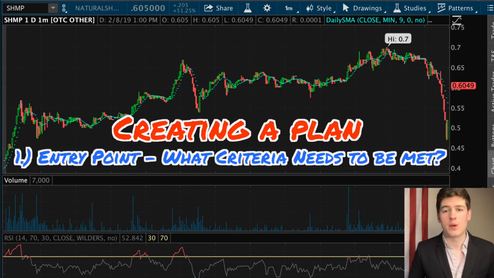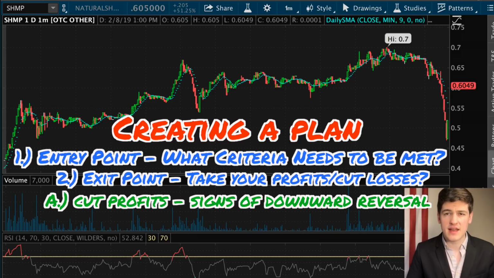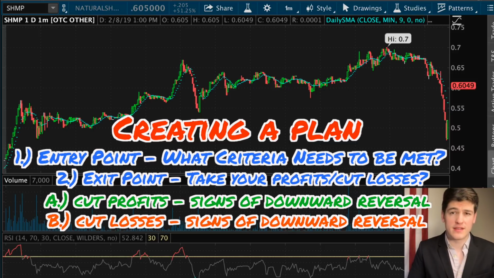Step 2, exit point: figure out where you're going to exit the position. Step 2 has two parts. Part A, in the situation where the stock does what you want, get out when you see signs of a downward reversal. Part B, if the stock doesn't do what you want, get out when you see signs of a downward reversal. Now, if you notice, both part A and part B are very similar.